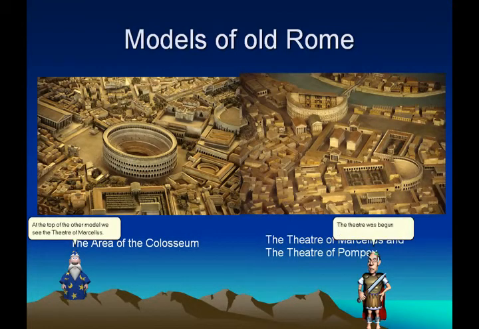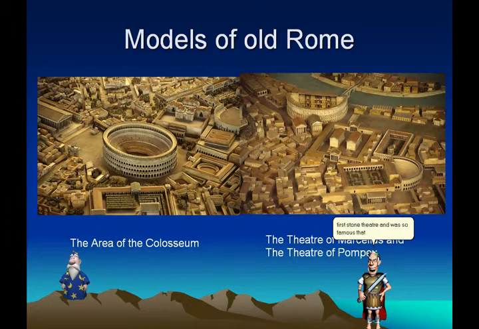The theater was begun by Caesar, completed by Augustus in AD 13, and dedicated to Marcellus, his sister Octavia's son, who died at the age of 25. The Theater of Pompey was built in 55 BC. It was Rome's first stone theater and was so famous that it was known simply as the theater. Today most of the theater has been built over.